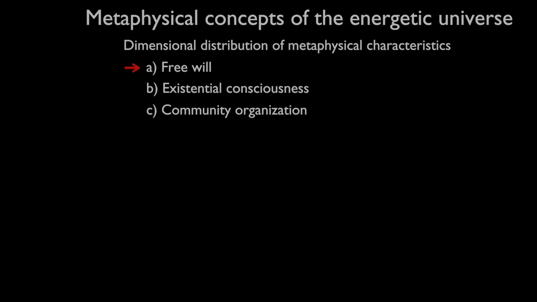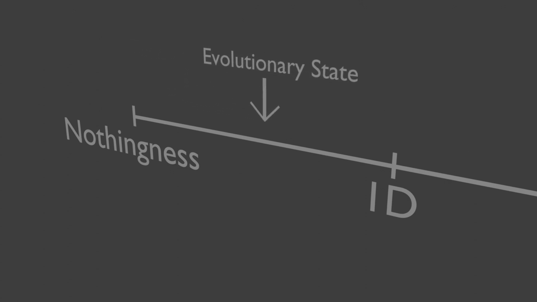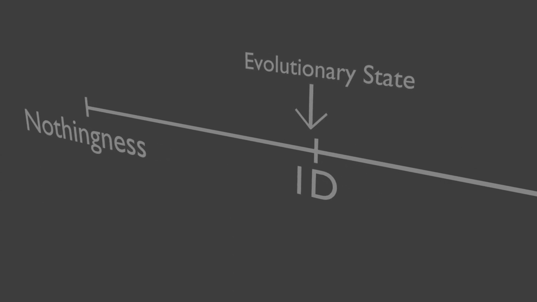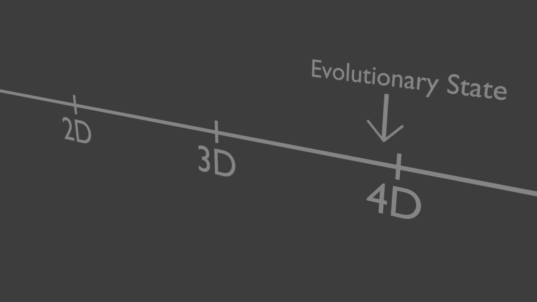Free will. The free will of an energetic entity is dimensionally distributed from lowest to highest percentage. Thus, it can be pointed out that in our dimension, an elementary particle has a free will of just over 0%, and the human being one closer to 100%.